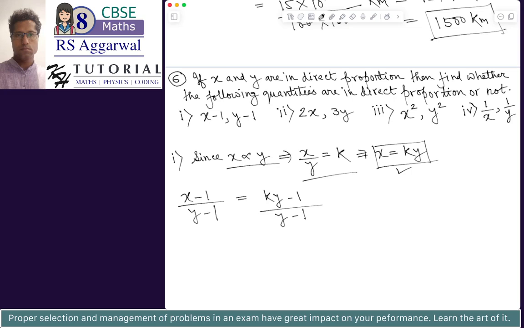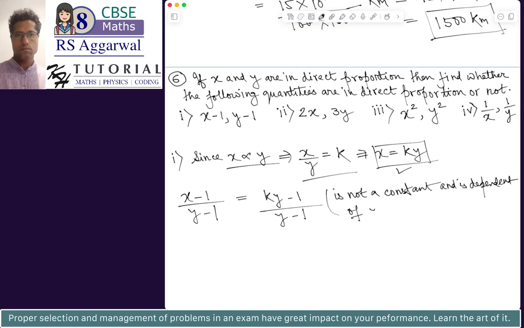Now, as you can see, this expression is not a constant. You cannot express this rational term, that is ky minus 1 divided by y minus 1, as a constant. It is not a constant and is dependent on y.